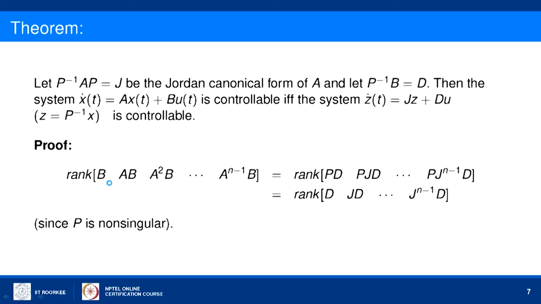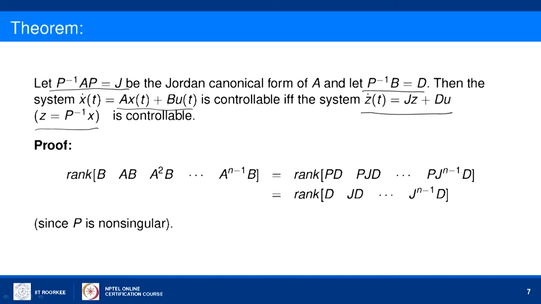Now, we will prove some result for the Jordan canonical form. So if A is a matrix whose Jordan canonical form is denoted by J, then there exists a non-singular matrix P such that P inverse A P is the Jordan form J. So now let us assume that P inverse B is the matrix D, and now the control system x dot equal to Ax plus Bu is controllable if and only if the system z dot equal to Jz plus Du is controllable, where the transformed variable z is related to x by z equal to P inverse x.